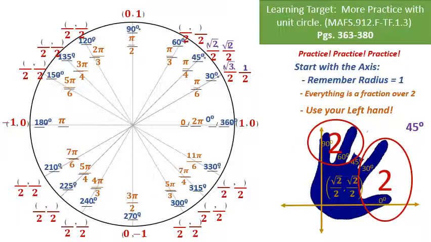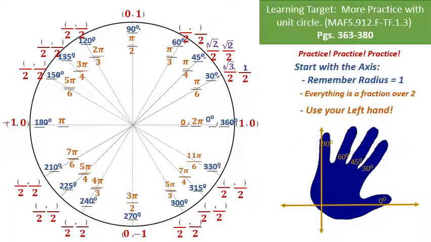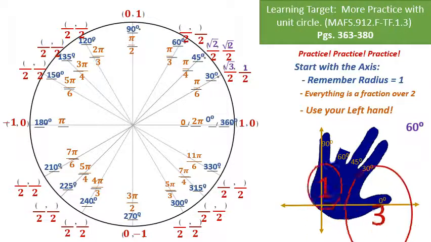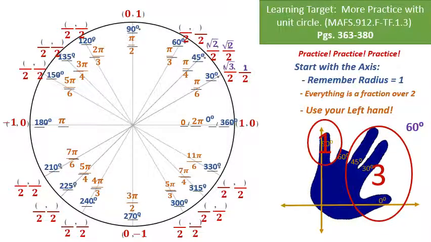Okay? All right, we've got one more angle to make. 60 degrees. We've got to cut off that finger. All right, so what's left over? We have 1 on the top, and now we have 3 on the bottom. All right, so guess what our coordinate is? It's 1 over 2, comma, square root of 3 over 2. So using your left hand, you get everything from the first quadrant, that positive quadrant, quadrant 1.